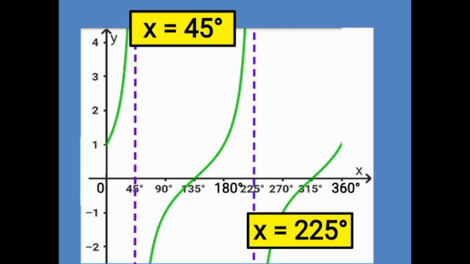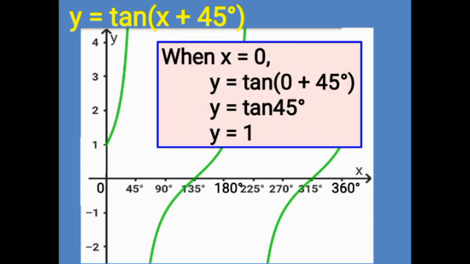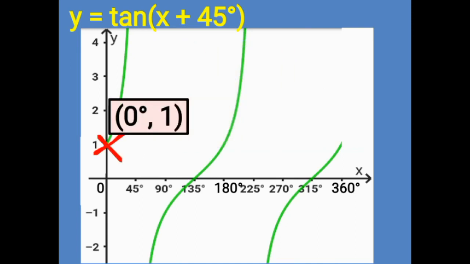Also, the graph now has 2 vertical asymptotes at x = 45° and at x = 225°. The graph y = tan(x + 45°) crosses the y-axis when x = 0. So, when x = 0, y = tan 45°, y = 1. And hence, the graph crosses the y-axis at (0°, 1).